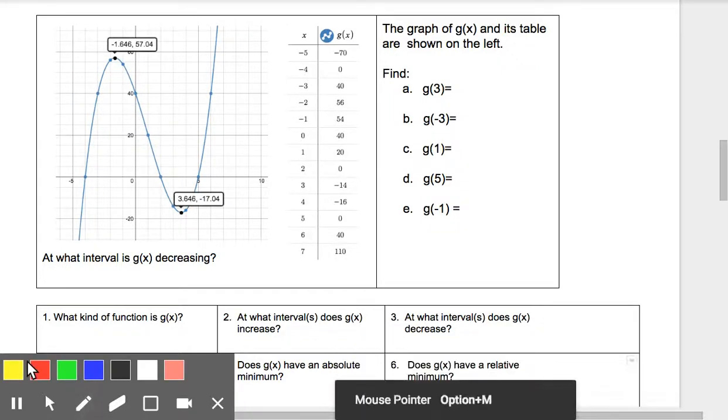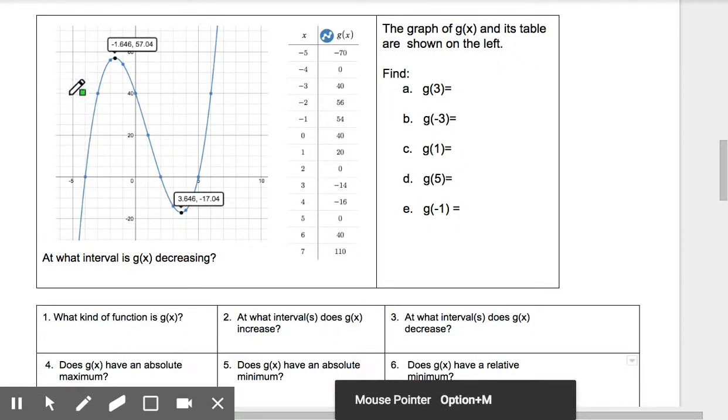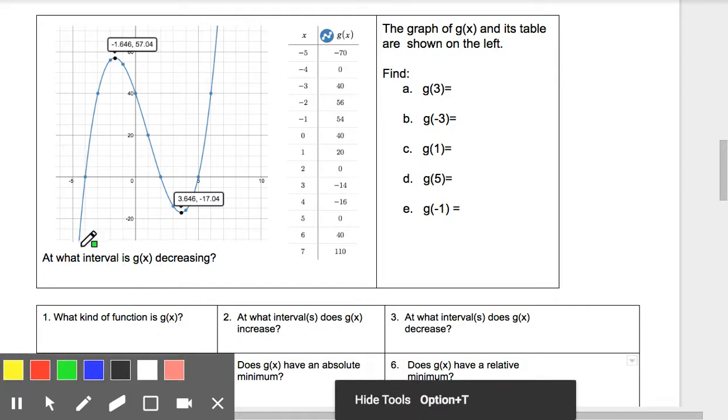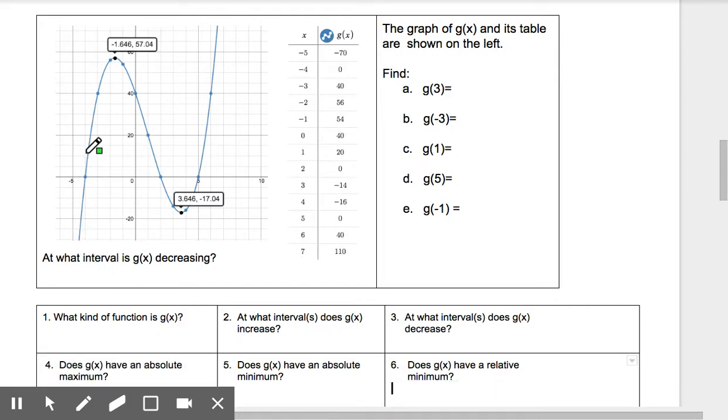Okay, in this page, we are asked to find the interval at which g of x is decreasing. And here's the graph of g of x. We notice that if we trace it from the left side, it is increasing until it reaches the relative maximum, and then it decreases until it reaches a relative minimum, and then it starts going back up and it doesn't come back. So at what interval is g of x decreasing?